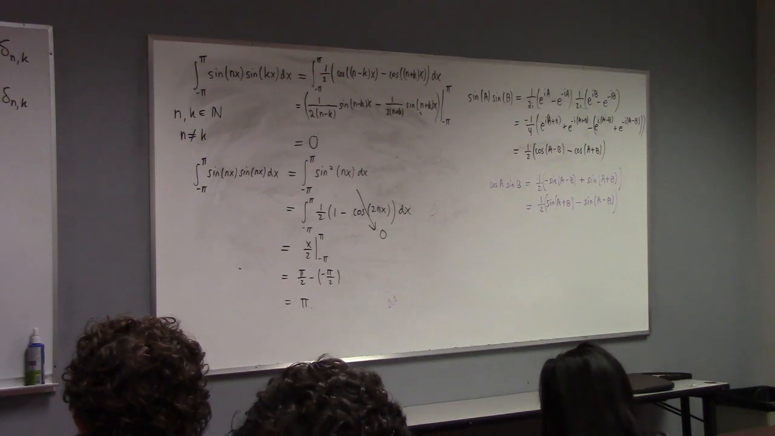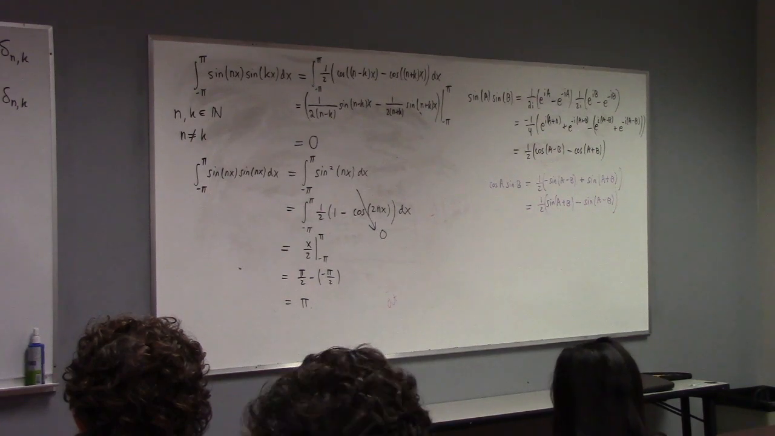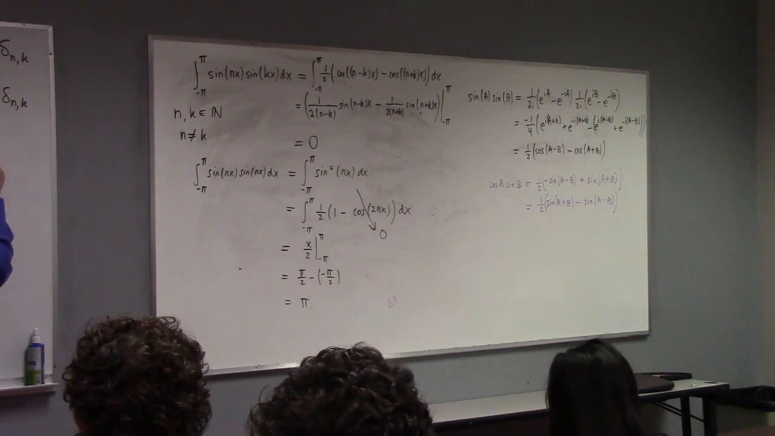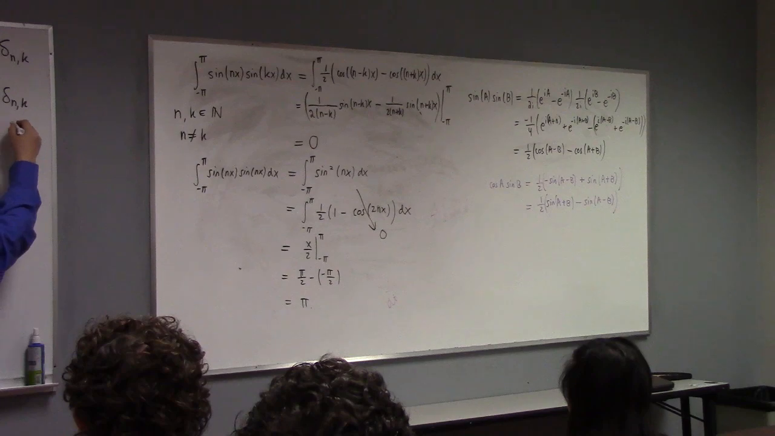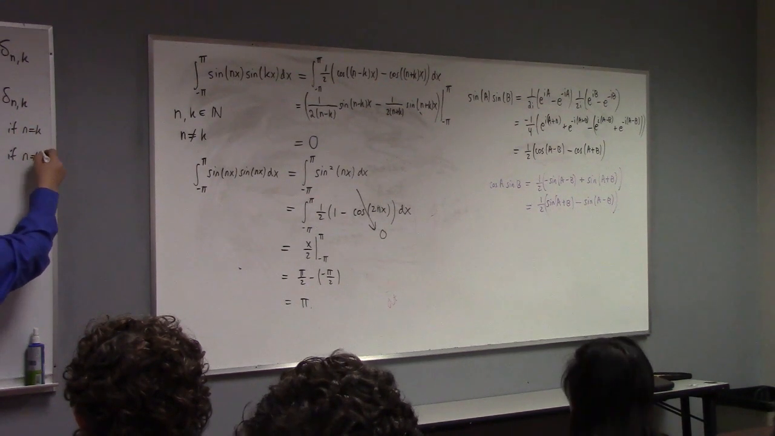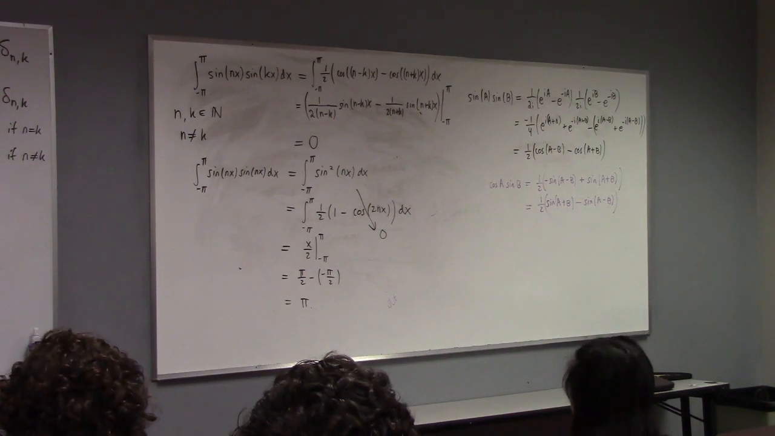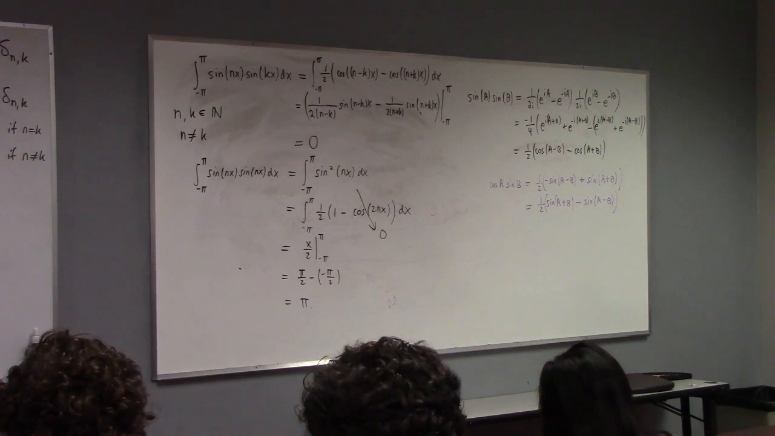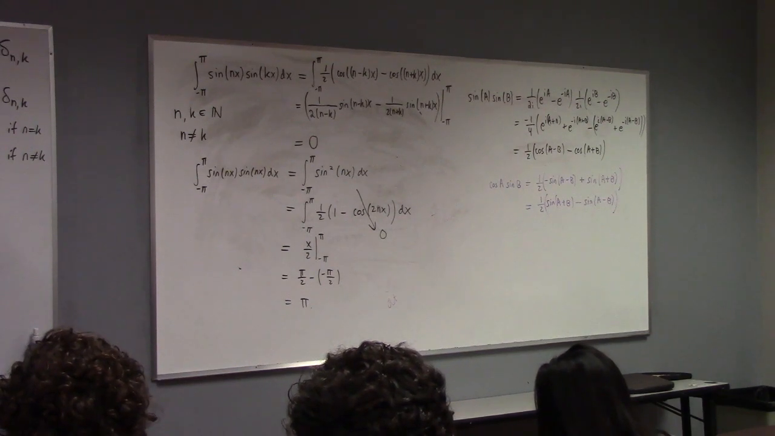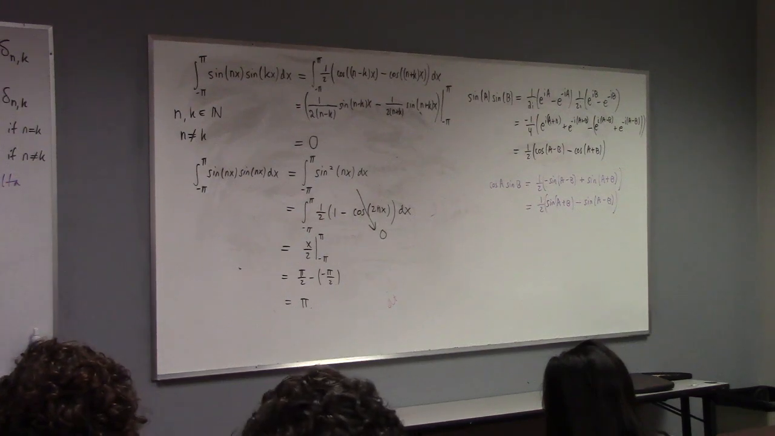Now, I should probably tell you what that is. Kronecker delta n comma k is a nice symbol. What it means is 1 if n is equal to k, and 0 if n is not equal to k. This is called the Kronecker delta. You'll see this as you go on if you take more math.